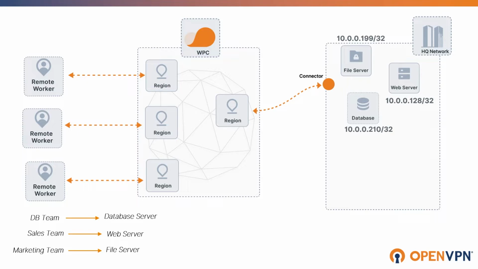Make a note that automatic segmentation prevents lateral movement. If the sales team is compromised, the DB server route is not discovered and cannot be reached. Again, if the marketing team or a member of the marketing team is compromised, the web server and database server are not going to be reached and they're not going to be discoverable.